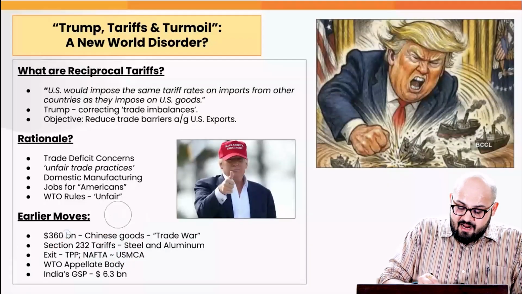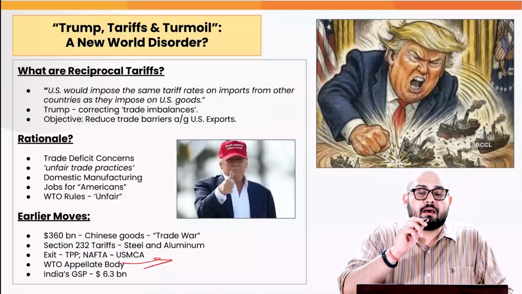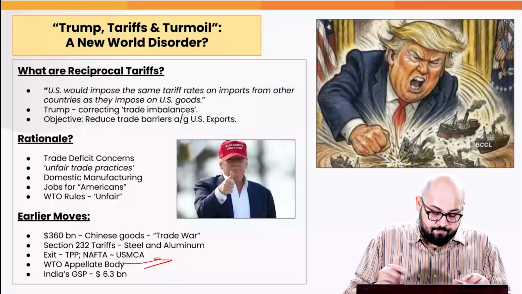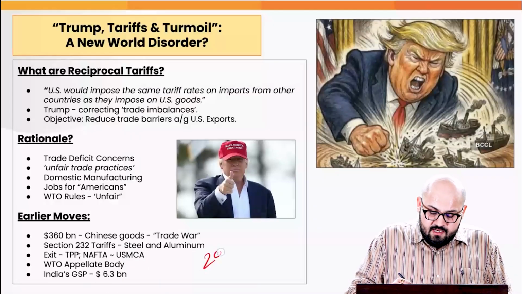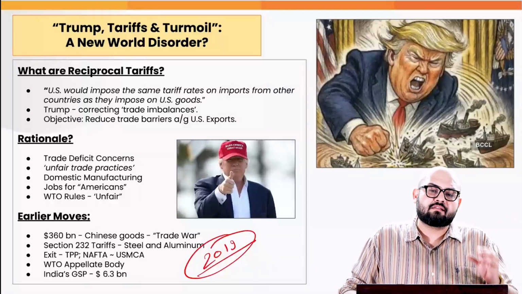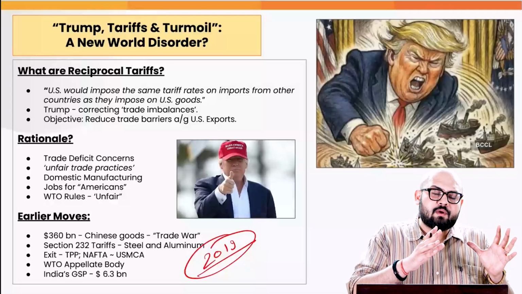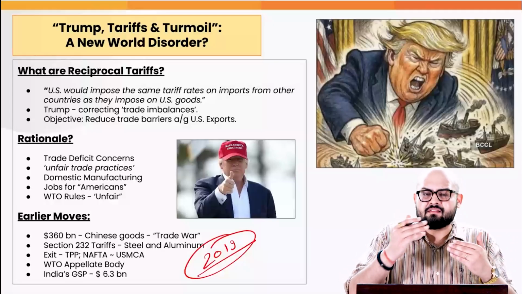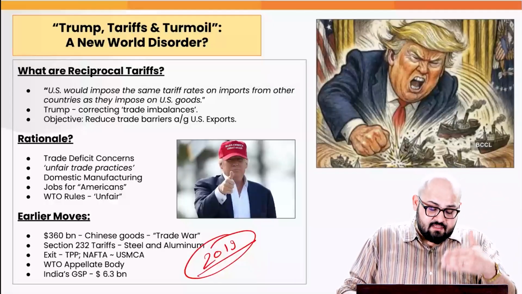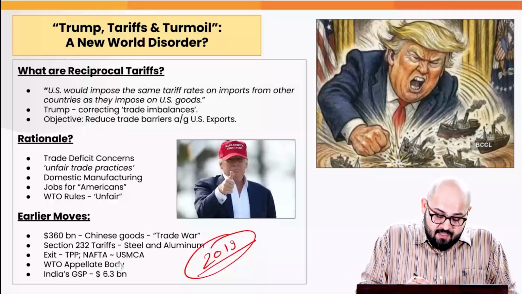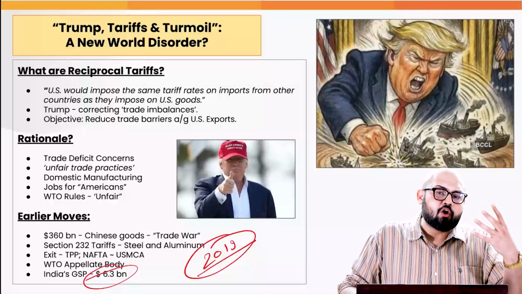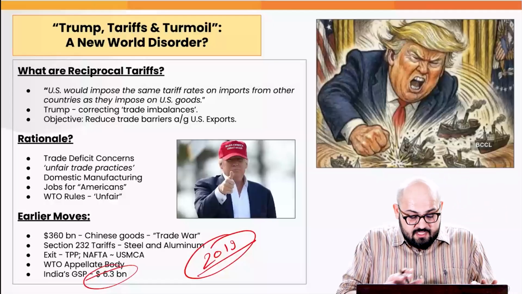Also, the US has been reluctant to appoint the judges in the WTO's appellate body, which is primarily responsible for dispute settlement and conflict resolution. Also, you must understand that in 2019 the President of the US revoked India's Generalized System of Preferences. So India used to get some preferences in the form of lower tariffs on trade, right? But the US President revoked India's GSP status, and it affected India's exports to the US, amounting to almost $6.3 billion. For example, auto parts, gems and jewelry, right? So these were the earlier moves.